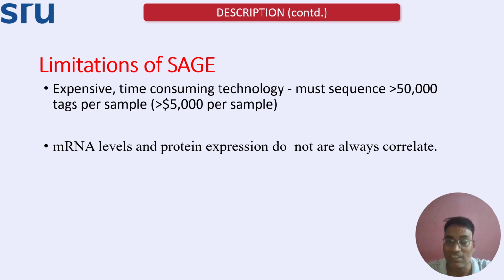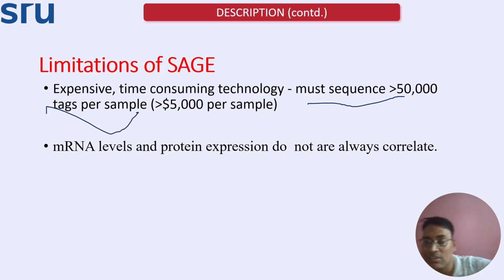Now let us understand the limitations of using the SAGE method. The major limitation is its high cost. We must sequence nearly 50,000 tags per sample. So many tags are there, and for getting so many tags, we need a large quantity of material, a large expression level, a large system.